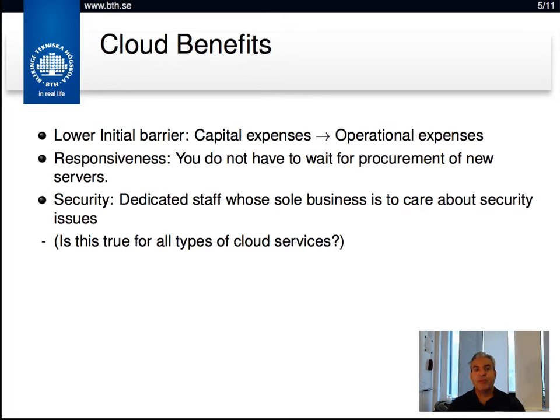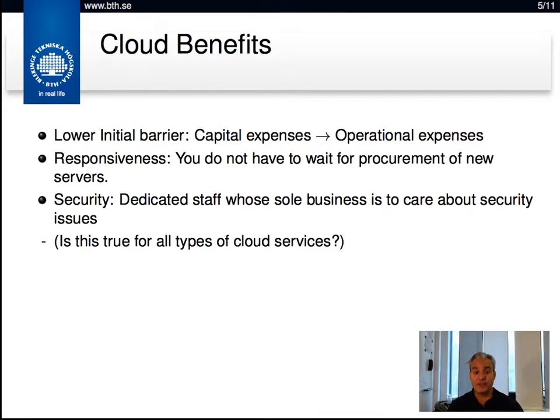The benefits of going to the cloud solution is that it's a lower initial barrier. We don't have to pay for the machines up front, so we shift from capital expenses to operational expenses. We only pay when we're actually using the machines. We don't have to wait for new servers, we don't have to order them, we don't have to go through all the formalia of getting them in place and installing them and cooling them and connecting them, etc., etc. They are connected and they are ready to be used immediately, so we are more responsive with a cloud solution.